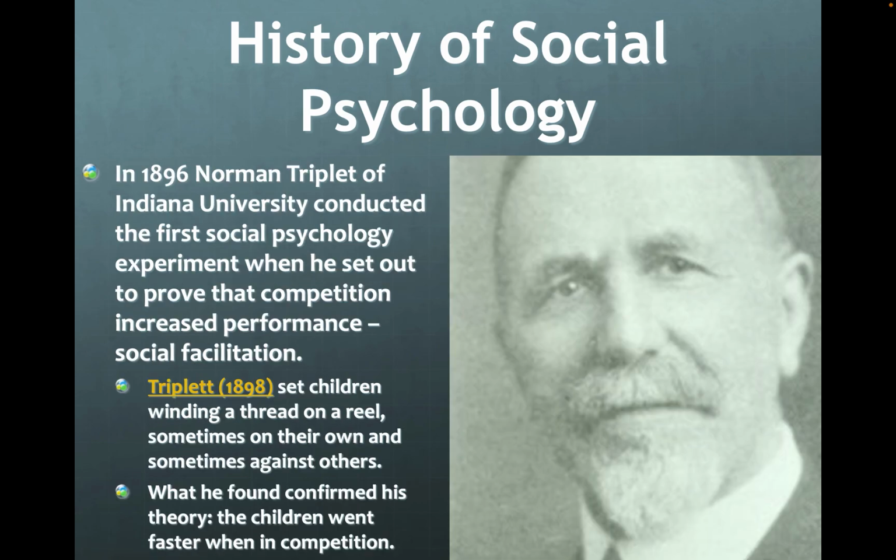In 1896, Norman Triplett of Indiana University conducted the first social psychology experiment when he set out to prove that competition increased performance. This is known as social facilitation. Triplett set children winding a thread on a reel, sometimes on their own and sometimes against others. What he found confirmed his theory. The children went faster when in competition. So that was the first social psychology experiment. Norman Triplett in 1896 at Indiana University. Kids rolling up a reel.